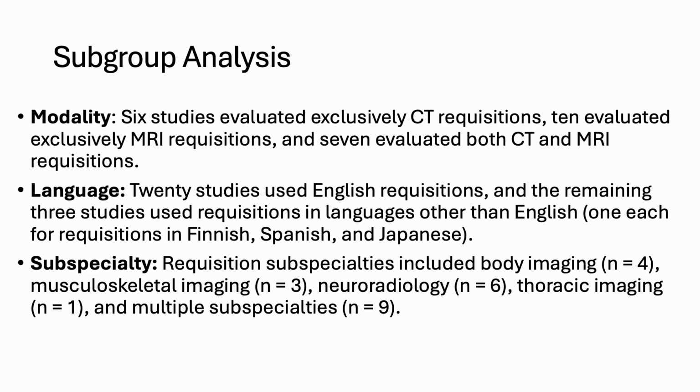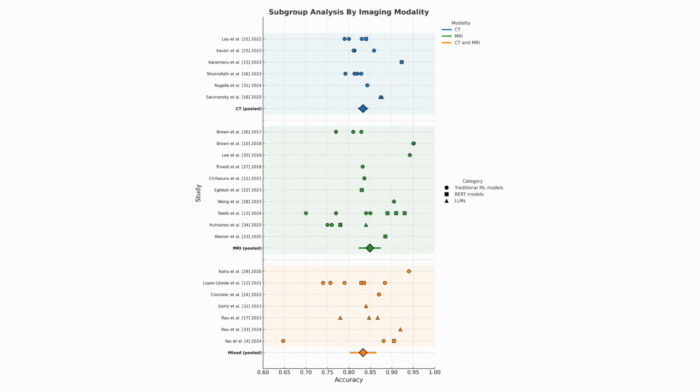that were analyzed. When we look at subgroup analysis by imaging modality, the pooled accuracy of the CT studies was 83%. The pooled accuracy of the MRI studies was 85%, and the mixed studies was also 83%. When we look for significant differences between the subgroups, the difference was not statistically significant.